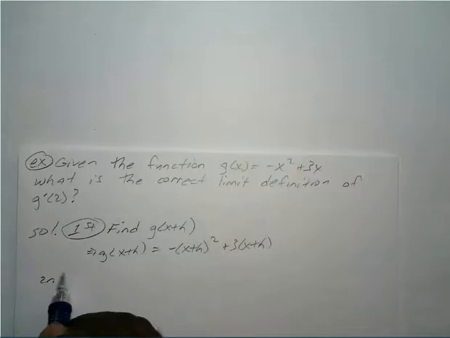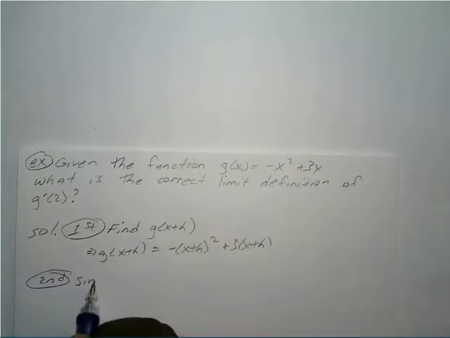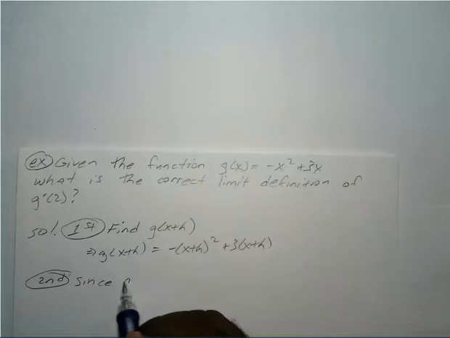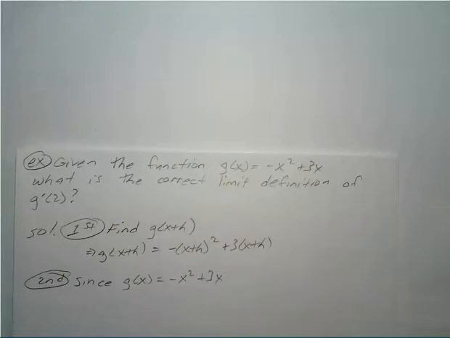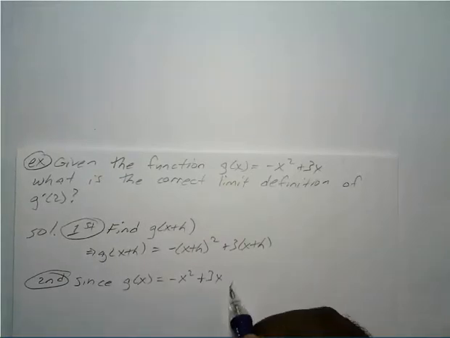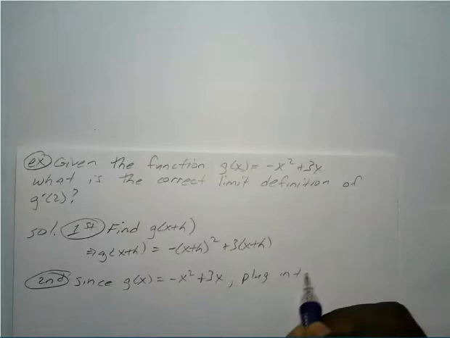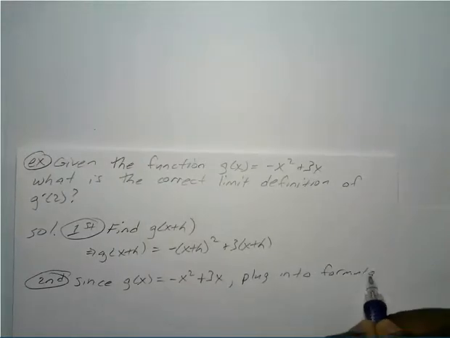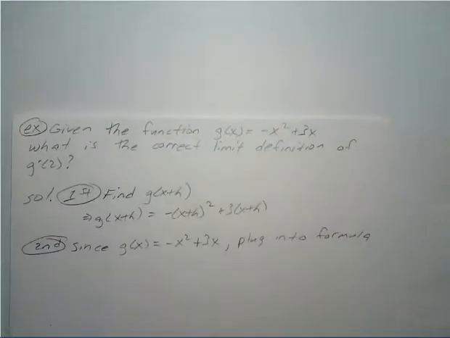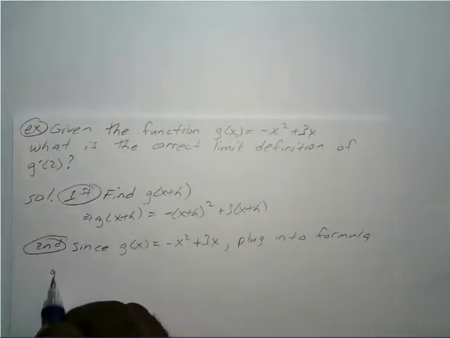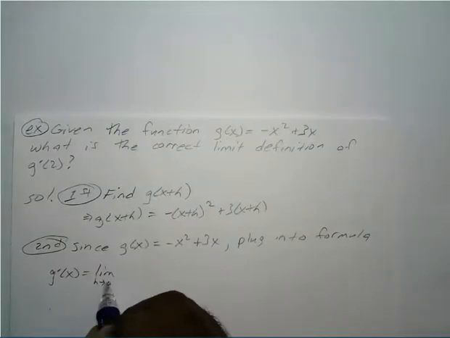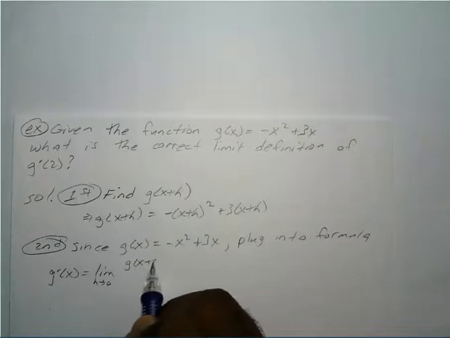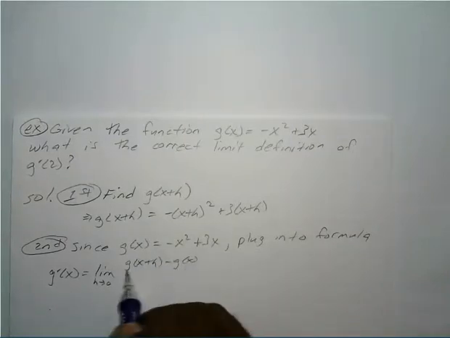So we know that our second step, since we already know our g of x equals negative x squared plus 3x, is to plug it in. Right, so our g prime of x is equal to the limit as h approaches 0 of g of x plus h minus g of x all over h.